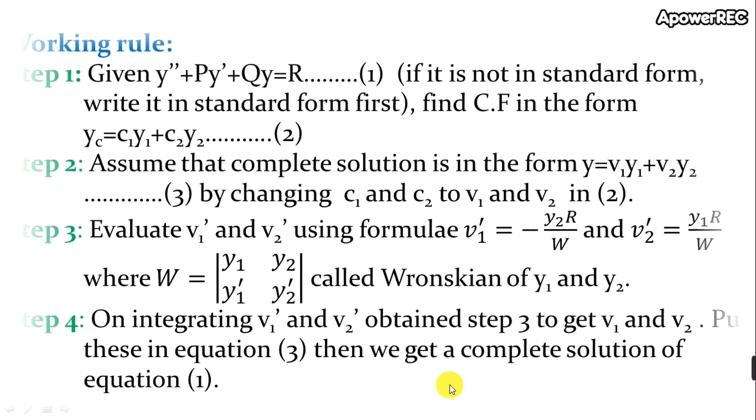Now come to the working rule and method of solving using the variation of parameter method. Step 1. Write down the given equation in standard form, that is y double dash plus p into y dash plus q into y is equal to capital R. Then find the CF, that is the complementary function, in the form yc is equal to c1 into y1 plus c2 into y2. Denote that as equation 2.